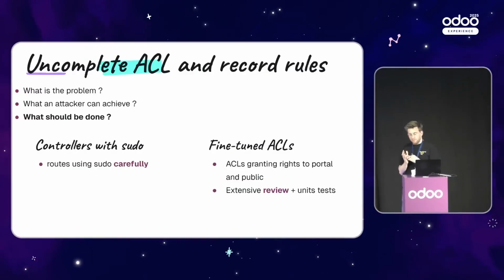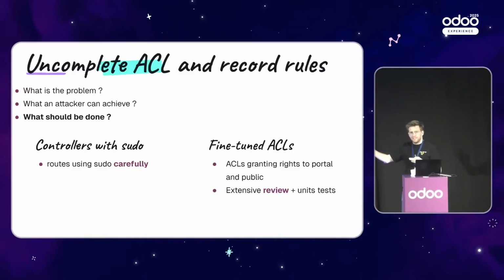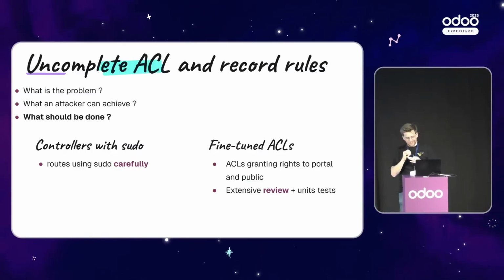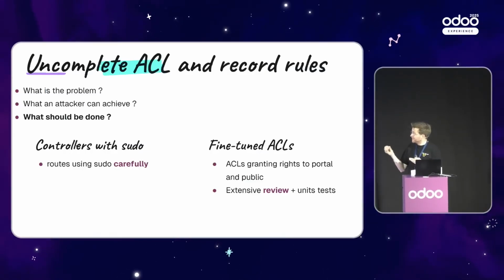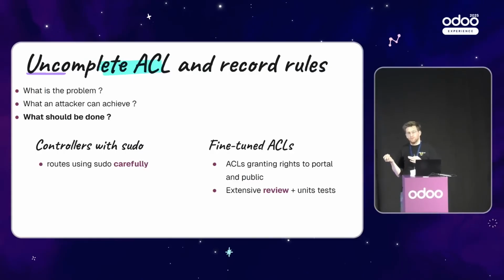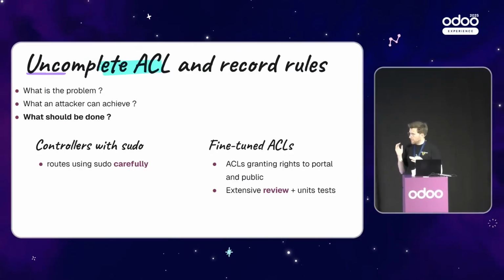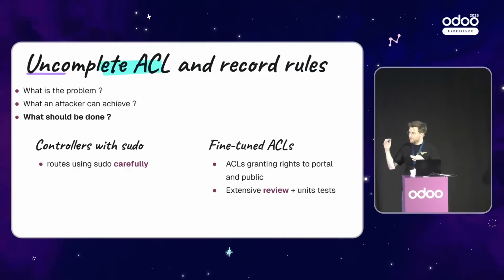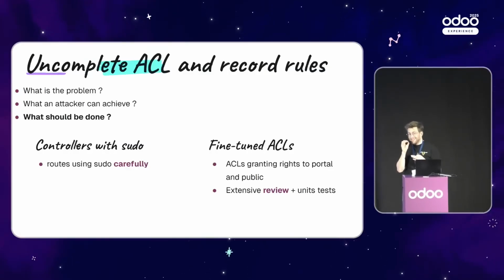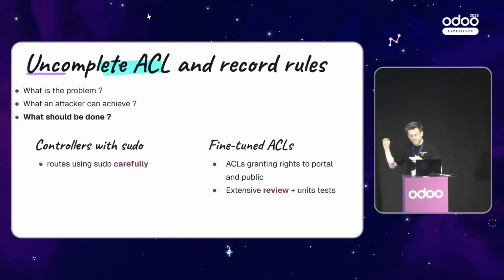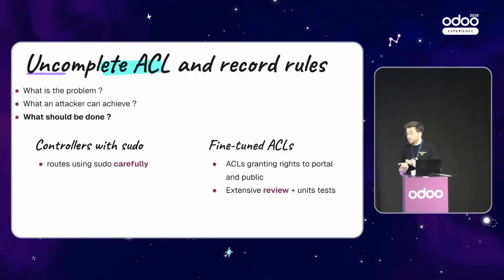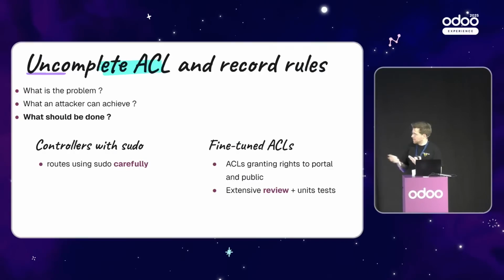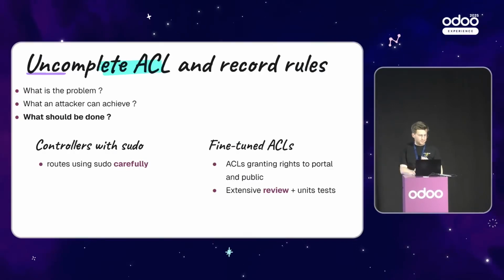So what you should do to avoid this, either you do not give access to the portal and you just use controllers and you add sudos carefully where you need to, or you really pay attention to the ACL and the record rule you put. For instance, if you are giving read, write, and all the other access in the access rights, then in the record rules you should always have at least one record rule for each checkbox. And you do extensive reviews and you do unit tests as the attacker: am I able to read this, am I able to write this, and so on and so on.